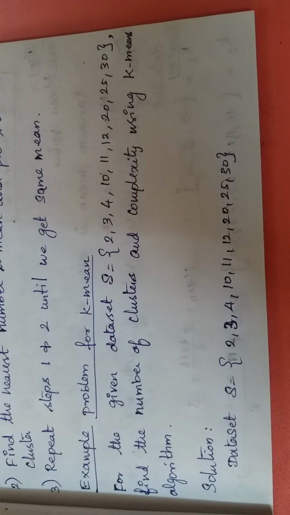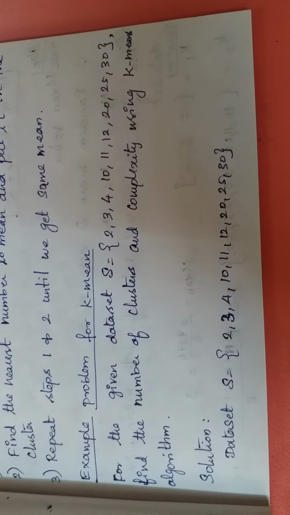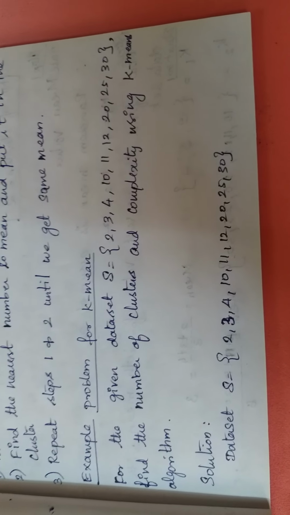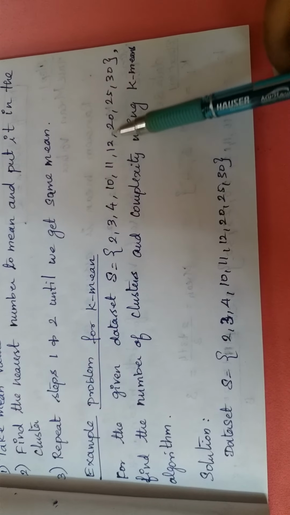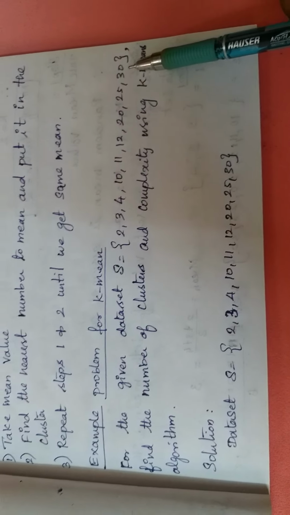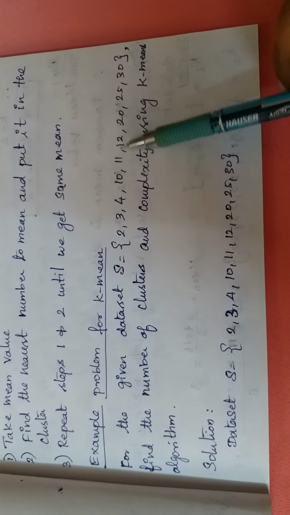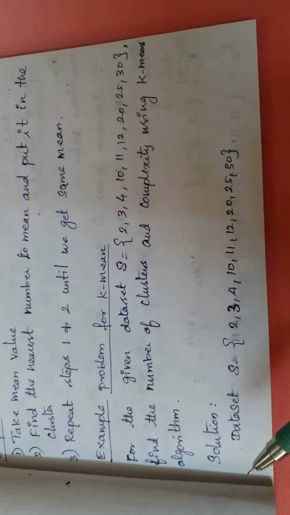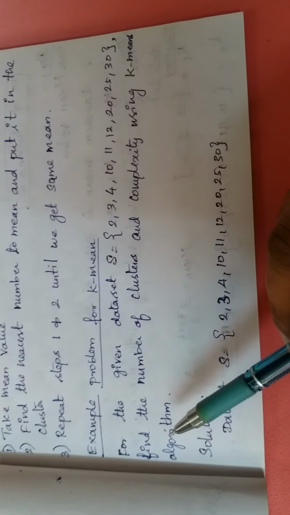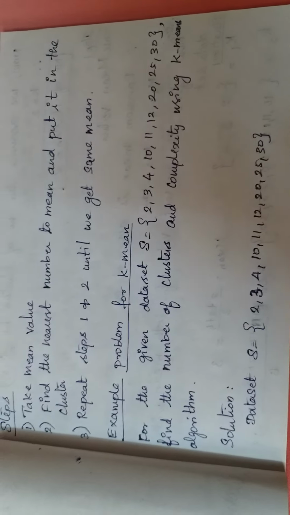Let us see. Now see, here is an example problem for k-means. This is the problem for the given data set. In the data set, you have 2, 3, 4, 10, 11, 12, 20, 25 and 30. So how many data points do you have? 1, 2, 3, 4, 5, 6, 7, 8, 9 data points. So from the given data set, find the number of clusters and complexity using the k-means algorithm.